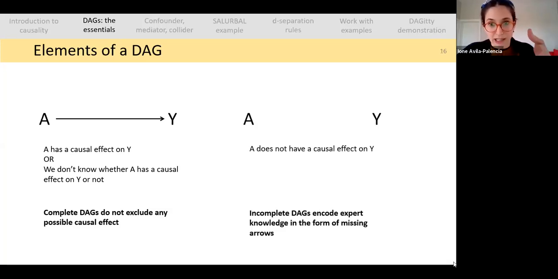Here, for example, we have A and Y, but we don't have a line. So A does not have a causal effect on Y. That means that incomplete DAGs encode expert knowledge in the form of missing arrows. The main idea of this slide is that when we don't draw an arrow between two variables, we are explicitly saying that there's no causal effect. But when we draw an arrow, we are saying that we know through the literature that maybe there's a causal effect between these two variables, okay?